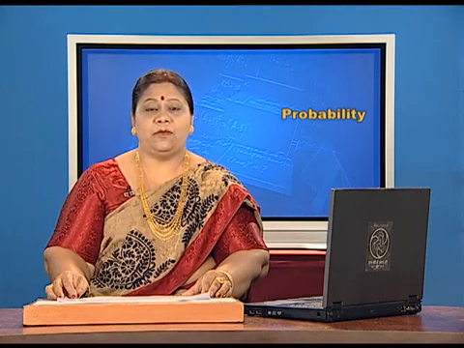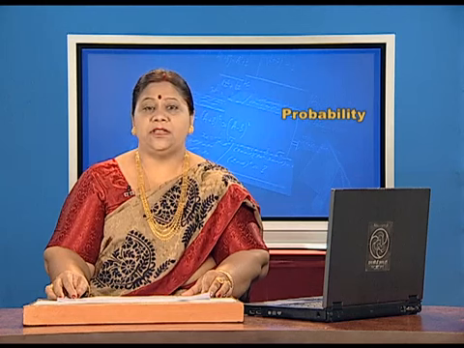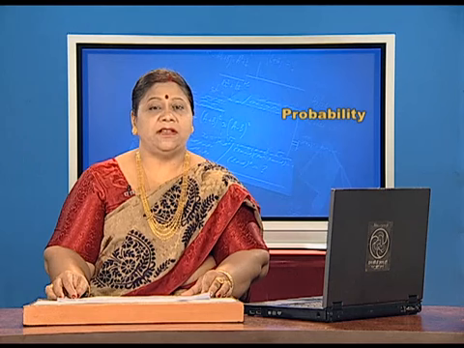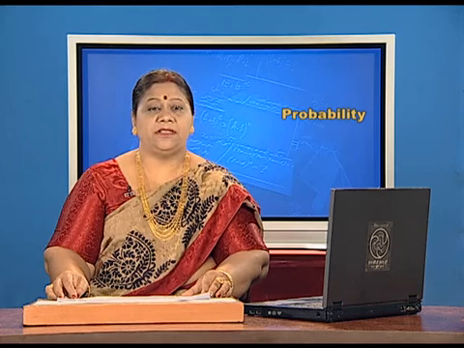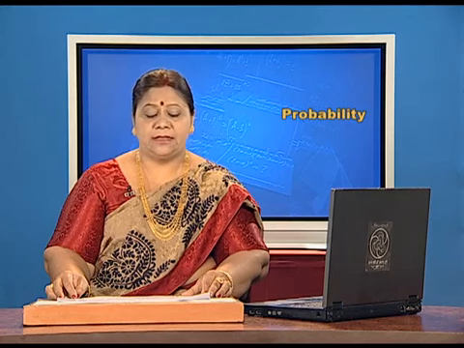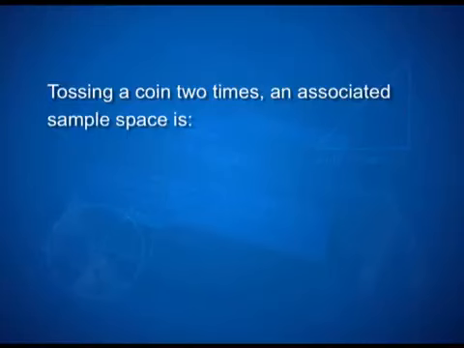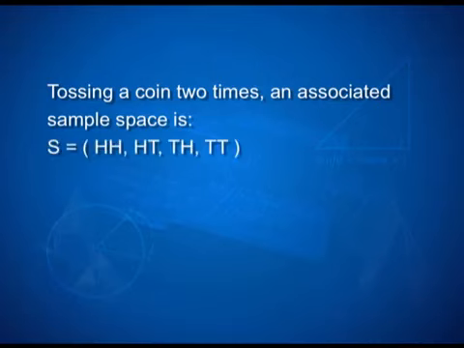We have studied about random experiment and sample space associated with an experiment. The sample space serves as a universal set for all questions concerned with the experiment. Consider the experiment of tossing a coin 2 times. An associated sample space is S = {HH, HT, TH, TT}.